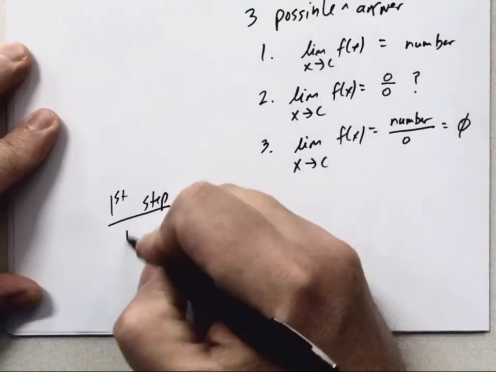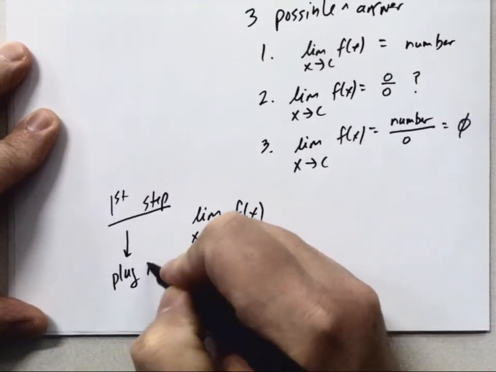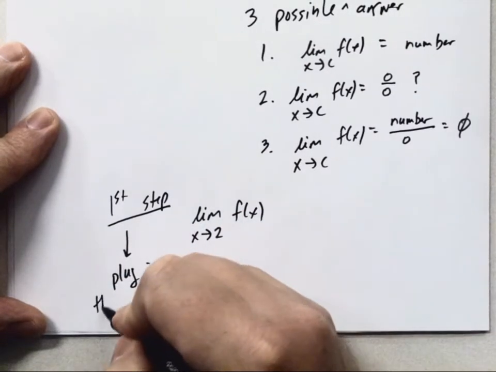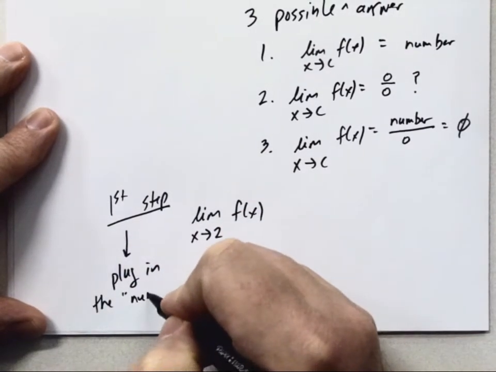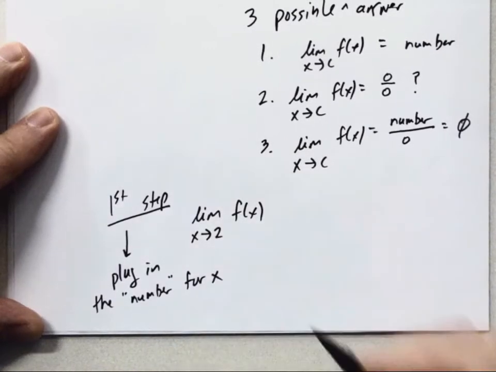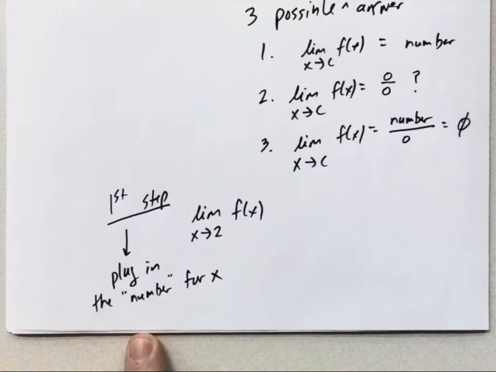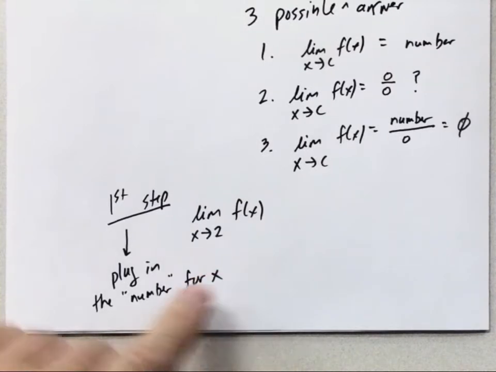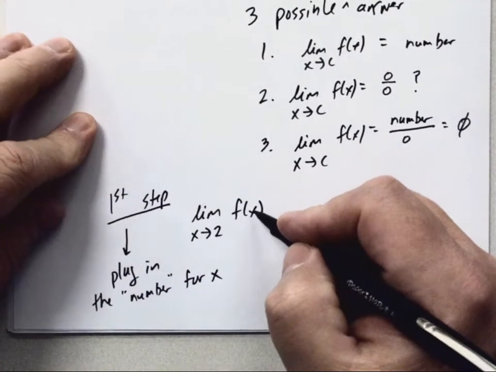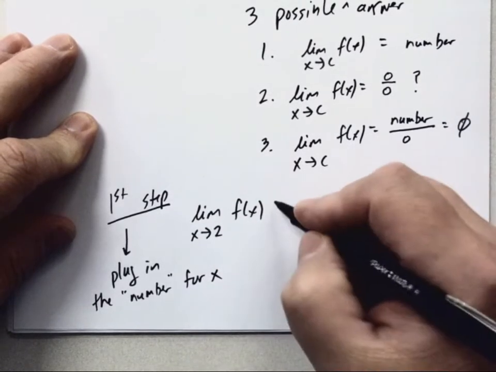The first step is, here's how I phrase it. The English might not be perfect, but I'll explain what I mean. The first step is you actually plug in the number for x. In other words, I've got this function. They're saying, what's the limit as x approaches 2?